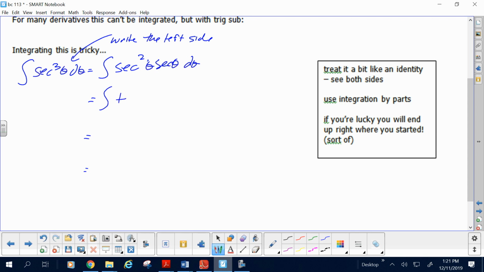Identity, I heard tangent squared. Is it tangent squared plus 1 or minus 1? Plus 1. Like it. So now, you get tangent squared plus 1, secant squared. You follow? And what then? Distribute. Tangent squared secant.